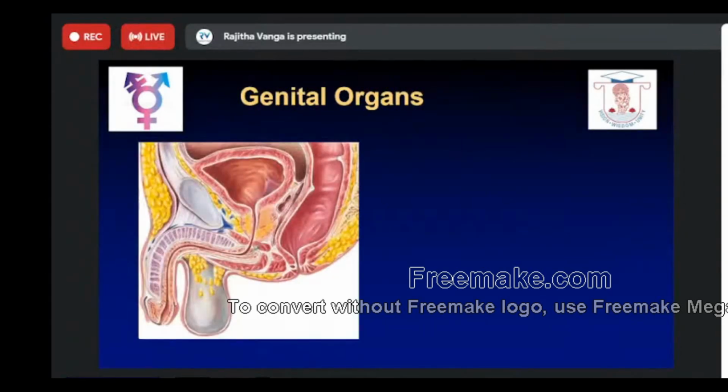Genital organs: if you see a trans woman, by birth they are assigned as male, and when they grow, they consider themselves female. So their pelvis is almost a typical male pelvis, having a penis, testes, urinary bladder, seminal vesicles, and prostate, all these.